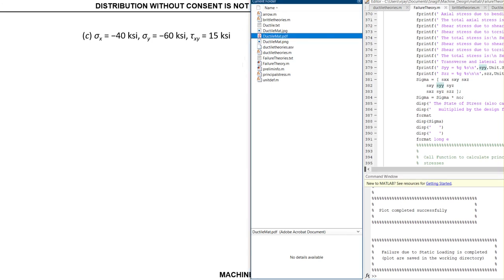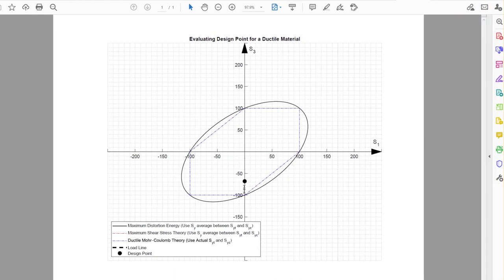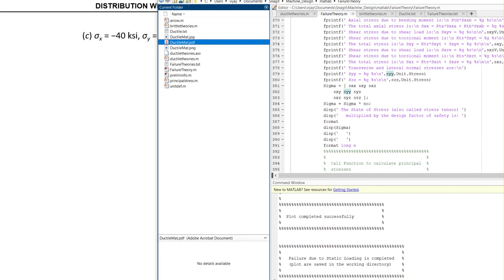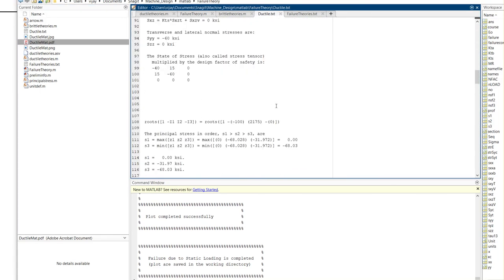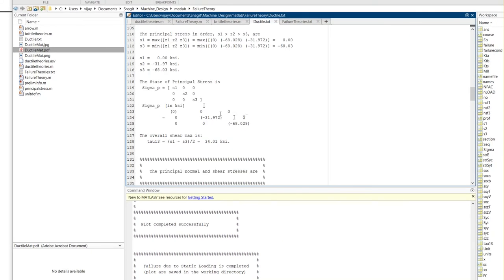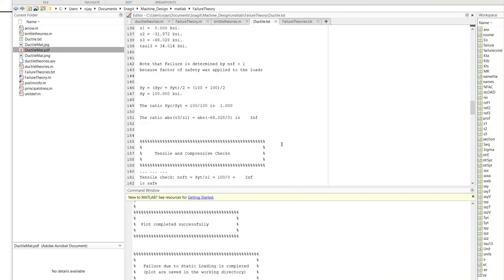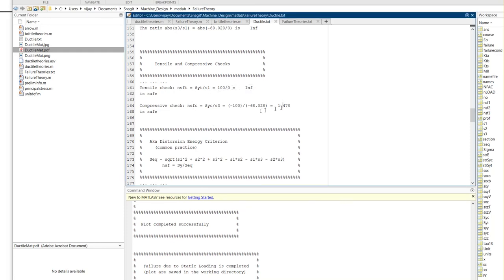And if I just look at my plot, you can see that the plot says that actually you are on this line in this particular problem, and you're still safe because you're inside. So when you look at your file, this is your state of stress. We expected that. You can see that's the state of stress we were asking for. These are your principal stresses. Everything is negative. That's what we expect to be here in the negative realm. So we do all the checks, and you can see that the compressive checks are infinite. This one is 1.1.